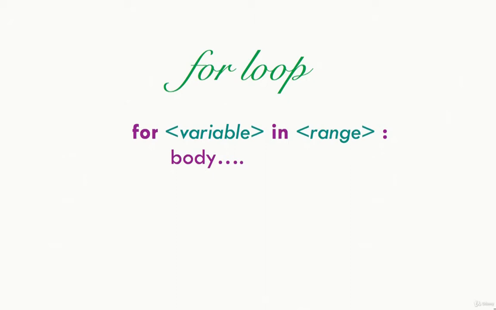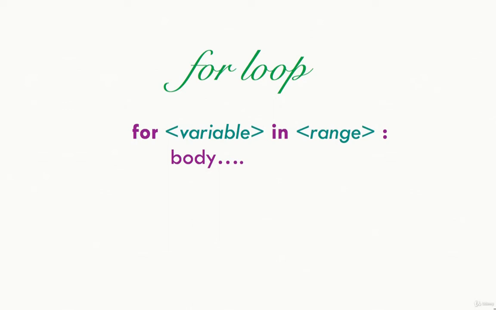In this session, we will learn about for loop. For loops start with the keyword for, followed by a variable. This can be named anything because this is a variable that will contain a single value for each iteration of the for loop. Next we have range.